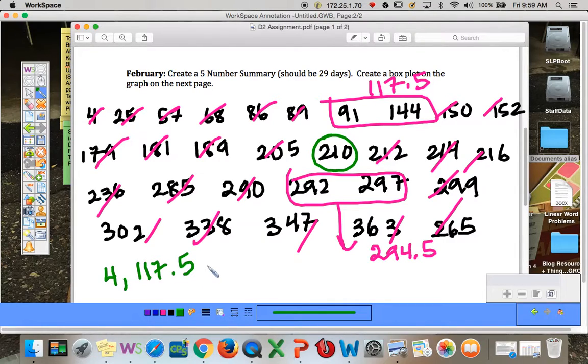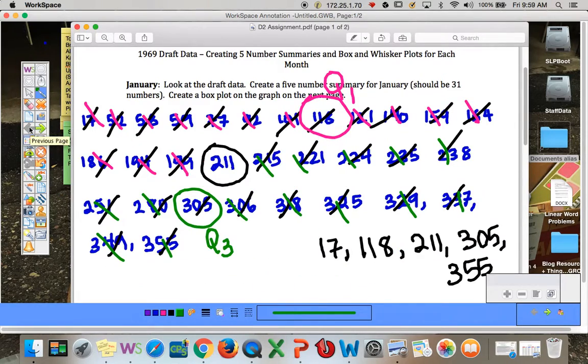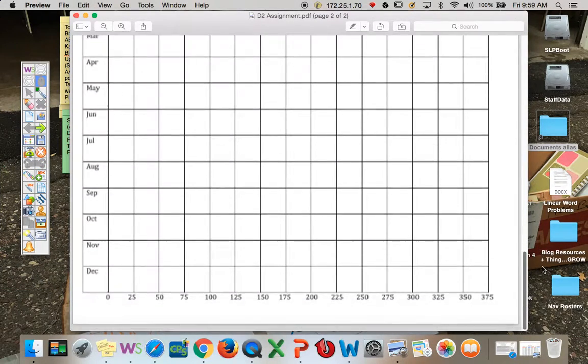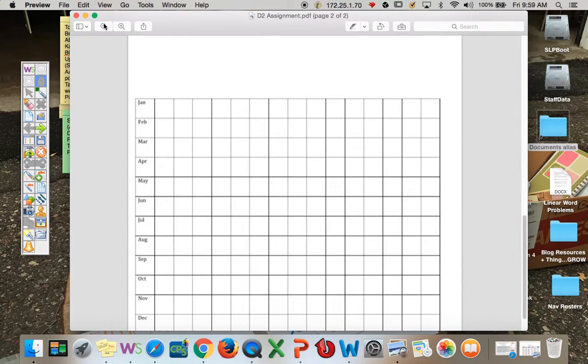So we have 4, 117.5, 210, 294.5, and 365. All right, so using both of our 5-number summaries, as these are called, we are going to graph and see what they look like and how they compare to each other. On this next page, here's what the graphs look like, and I'm going to make this smaller so I can see.